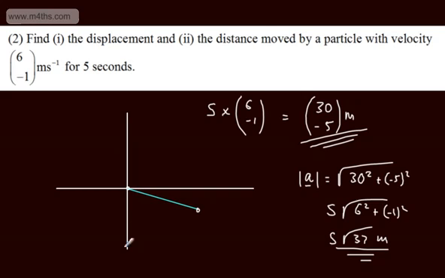This second idea of representing it as 5 root 37 might help us later when we're looking at vectors of different magnitude in the direction of a given vector. So let's move on and look at another typical question.